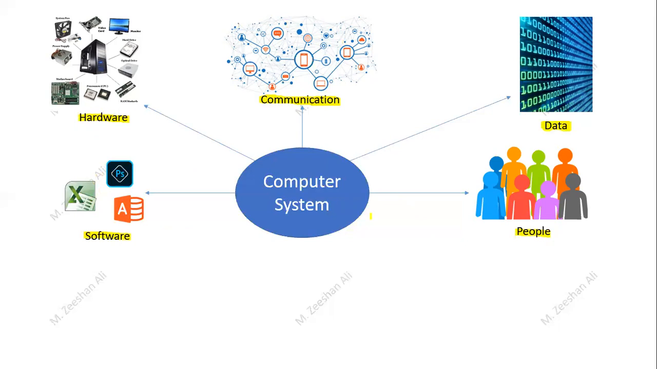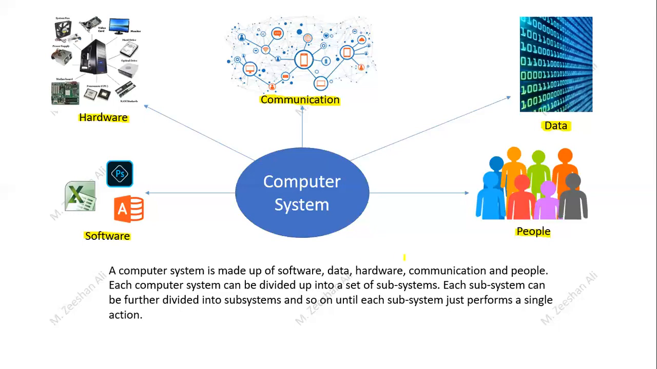Okay. So I hope that you must have understood what is meant by the computer system. So a computer system is made up of software, data, hardware, communication, and people. Remember, if the question comes in the examination, don't forget these two things, communication and people. As I told you earlier, mostly students forget these two things and they think that software, data, hardware only make the computer system. No, we have all these five components. When we have all these five components, then we have a computer system.